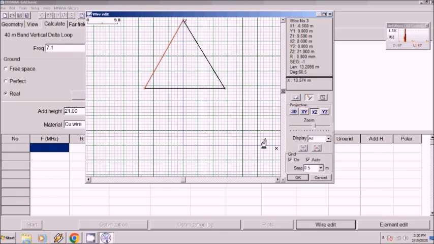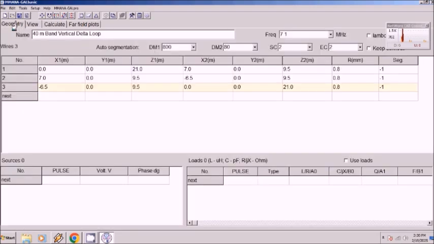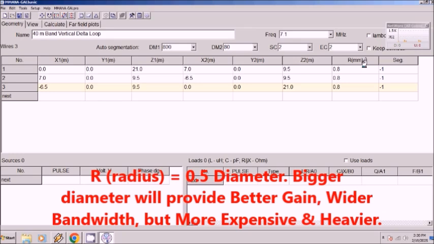Click OK. Now we click the geometry tab here, and we are going to enter the value of the wire diameter, wire radius. Radius is R, radius is half of the diameter, in millimeters here. For example, the radius of the wire is 0.9.